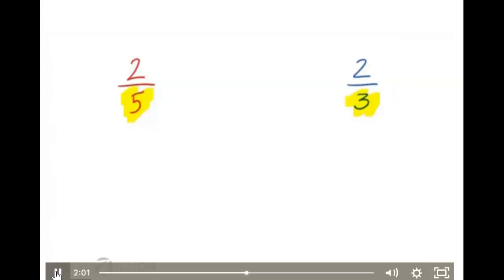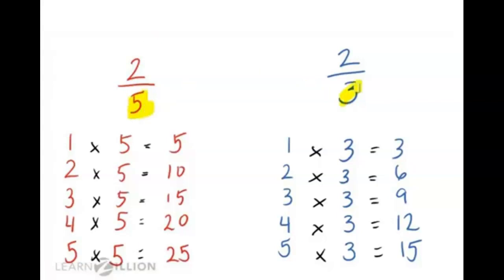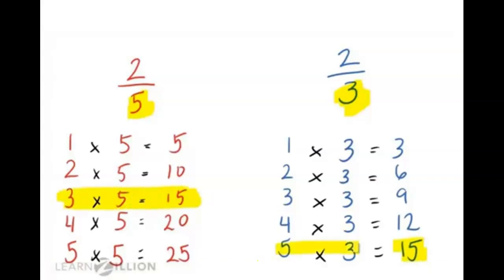Here are the multiples of 5. And here are the multiples of 3. So what we need to do is look and see out of these charts, do they have any numbers in common? Do 5 and 3 have any products in common? Did you spot it? 15. So we also need to look at this whole equation. All right. 3 times 5 got us to 15. 5 times 3 got us to 15.